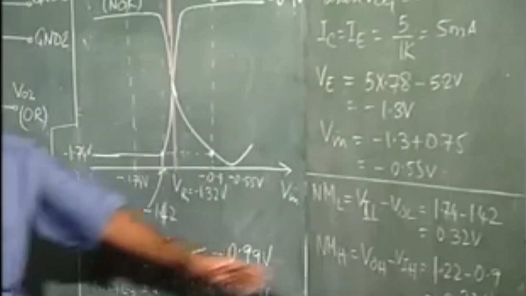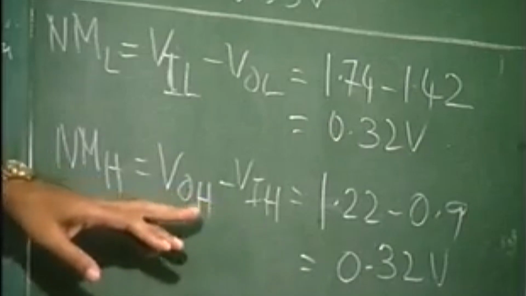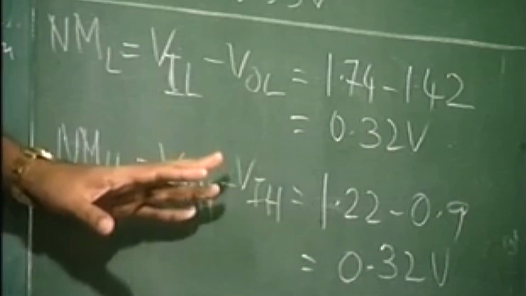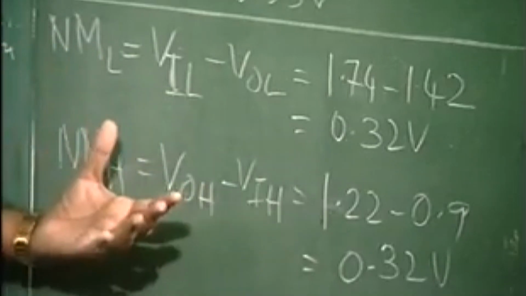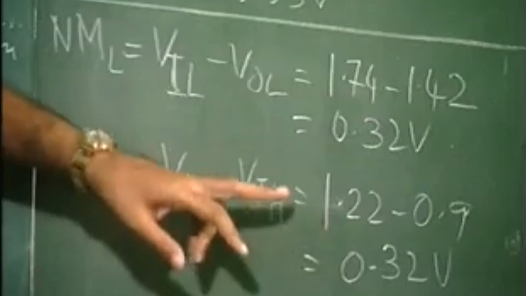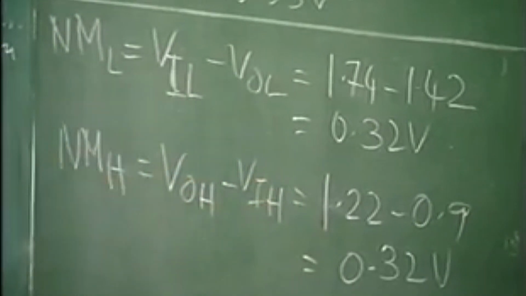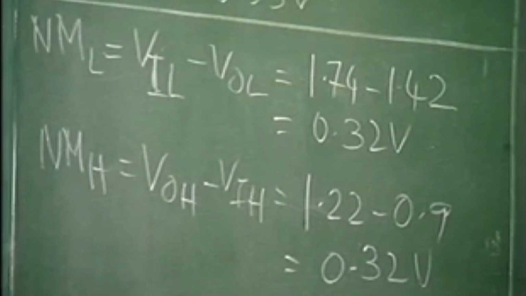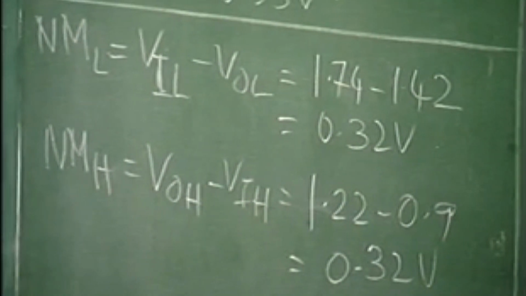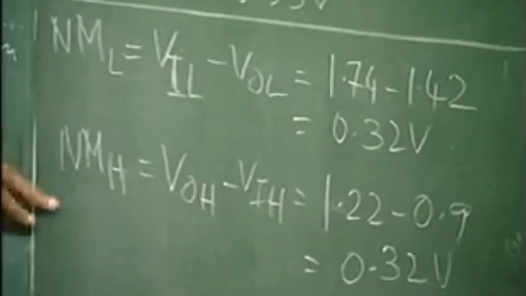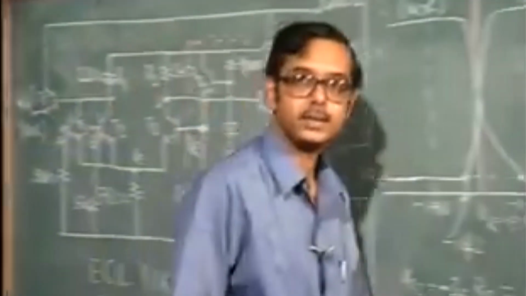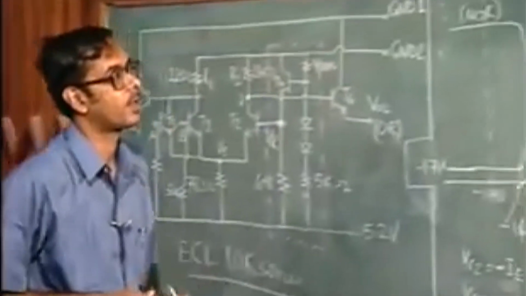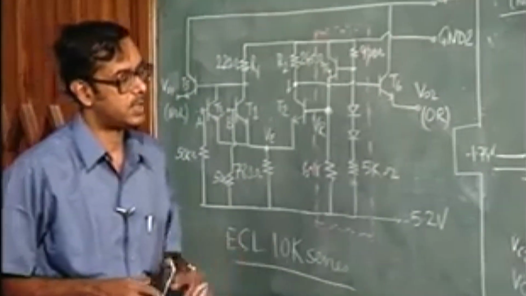So, 100 millivolts above V reference would be considered a logic high. That particular branch would start conducting if the input voltage is greater than VR by 100 millivolts. So, that is minus 1.22, and the logic high output is minus 0.9 volts. So, the noise margins are symmetric in this case, of 0.32 volts. So, we have made the calculations of noise margin from here.